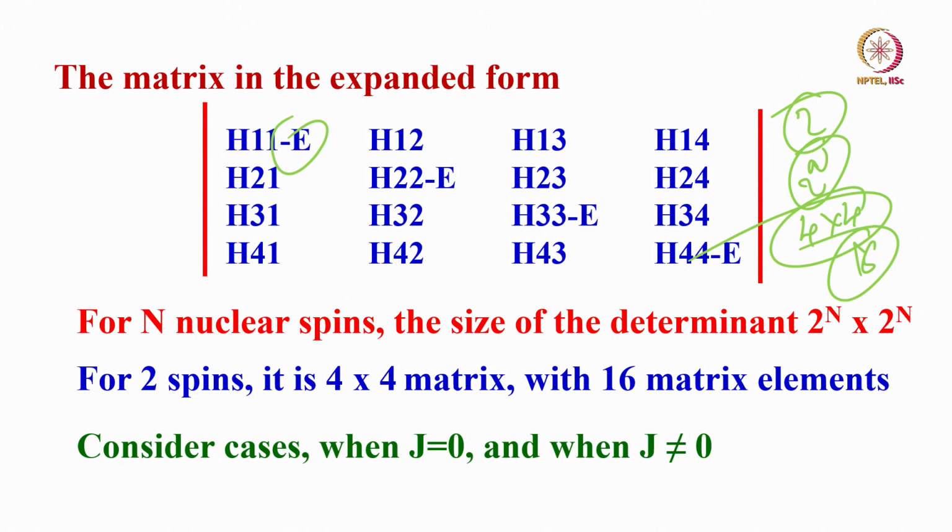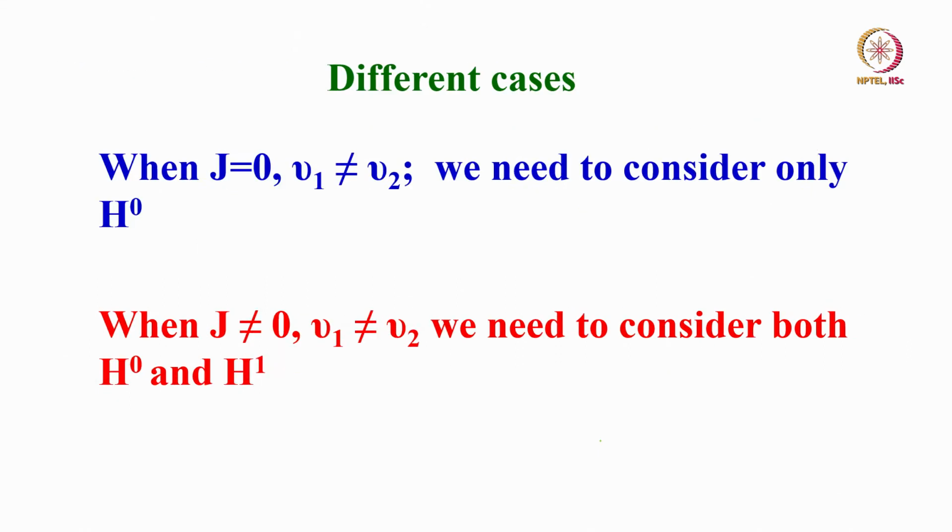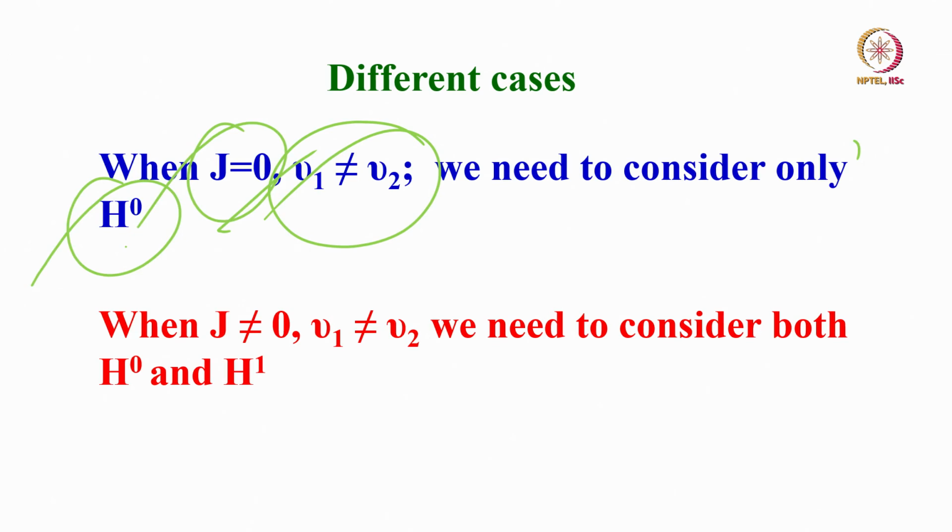So now what we will do is start analyzing the 2 spin case quantum mechanically, considering only 2 cases. A and X can be coupled to each other with a coupling constant of 0 or with a non-zero coupling constant. We have to consider these two different cases. When J is equal to 0, chemical shifts nu1 is not equal to nu2. We need to consider in this case only H0, because the J coupling is 0. H1 you do not have to consider at all. When J is not equal to 0, and nu1 is not equal to nu2, you have to consider both H0 and H1 and then start building the Hamiltonian.